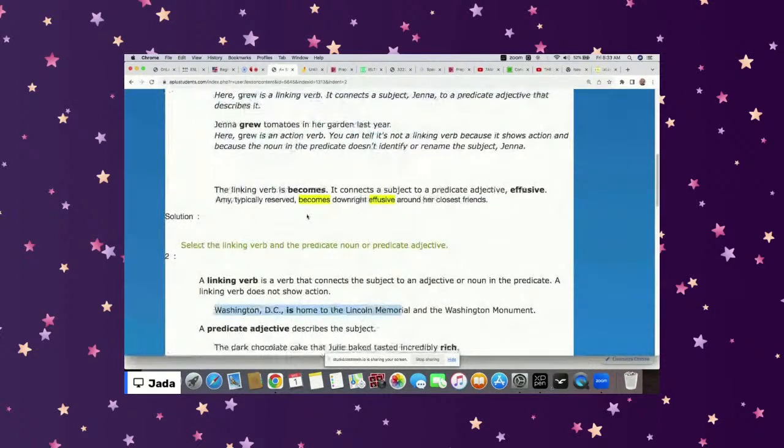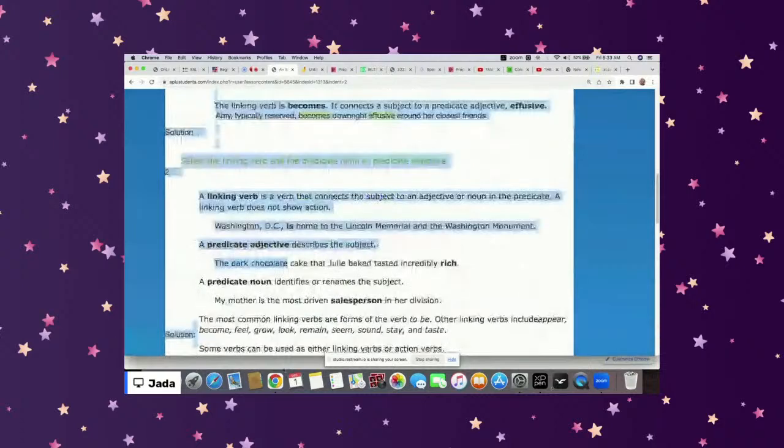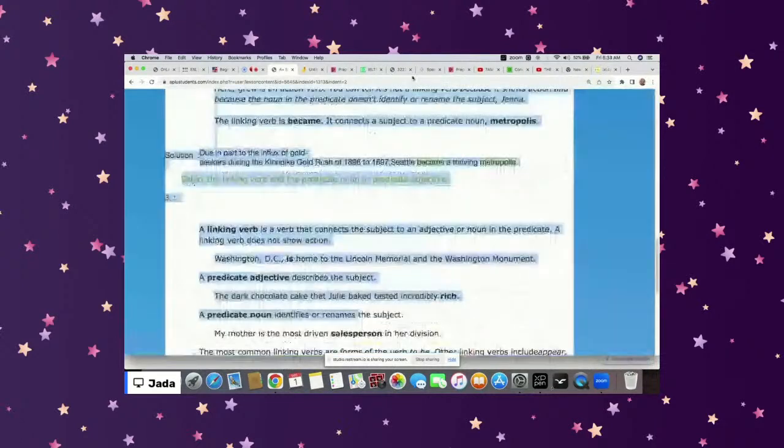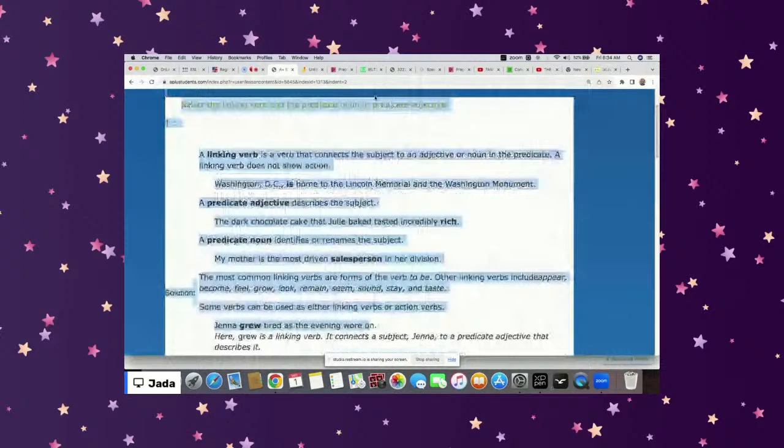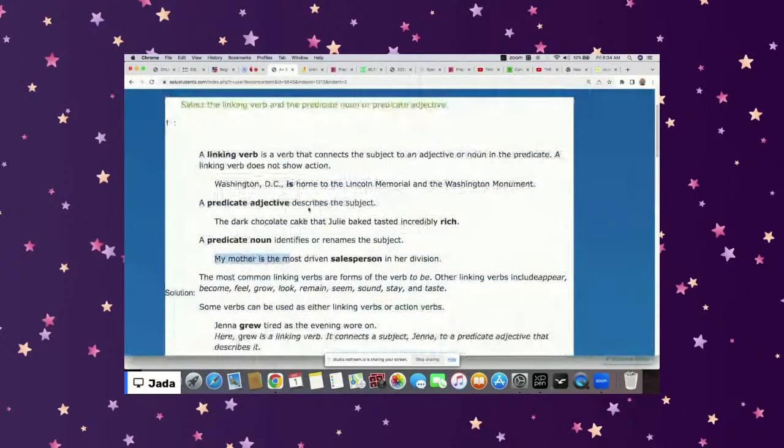Amy, typically reserved, becomes downright offensive around her closest friends. Now, becomes here is the linking verb, and it connects the subject to a predicate adjective, offensive. So, yeah, that's basically it. I hope that you can differentiate the linking verbs from the predicate adjective. Remember that the predicate adjective describes and the predicate noun identifies or renames the subject.